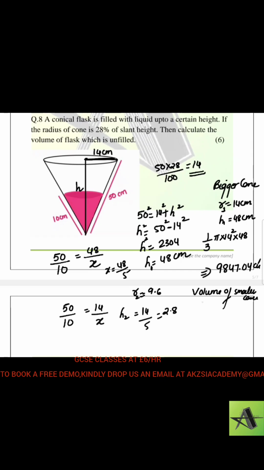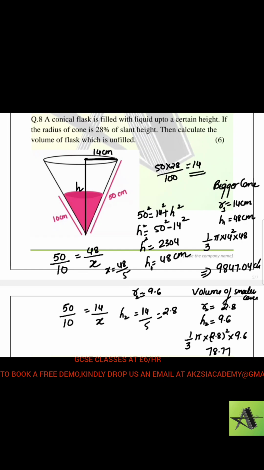So we have calculated R2, the radius of the smaller cone, or the filled portion I can say. The radius we have calculated as 2.8, or we can directly use the volume scale factor I just explained, either by that or by the formula. It's totally up to you how you want to calculate. And H2 is 9.6. So this will be 1 over 3 pi r squared, which is 2.8 whole squared, times h, that is 9.6.